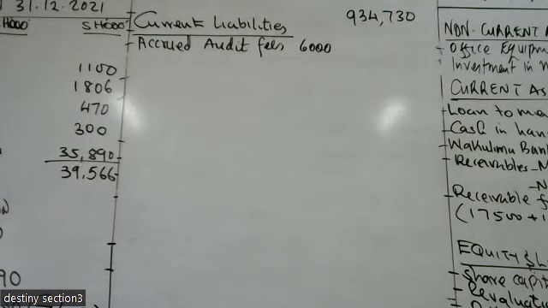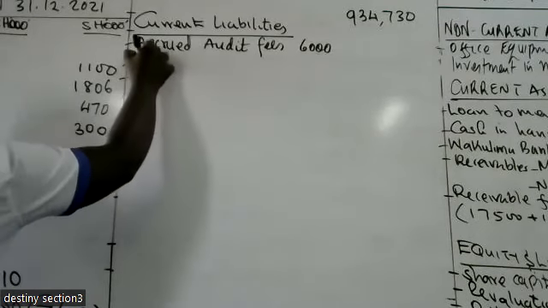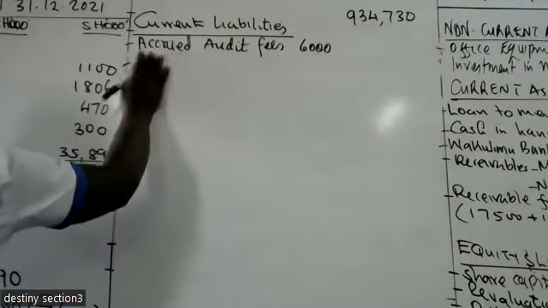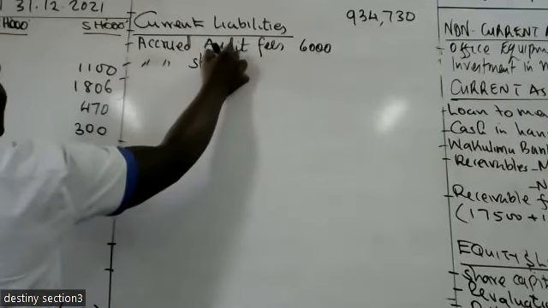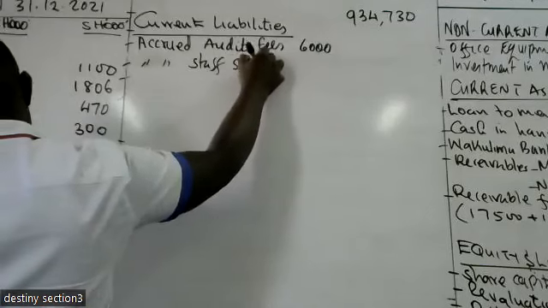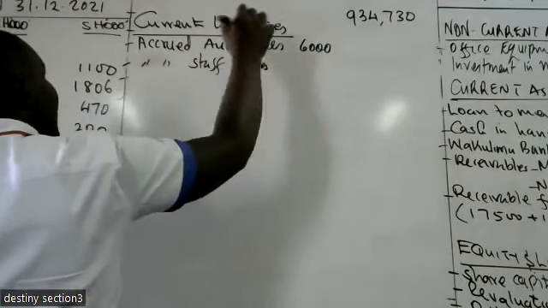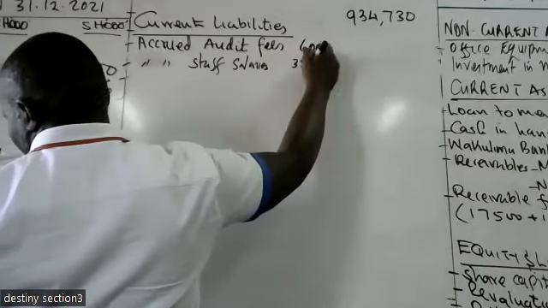Then staff salaries. Accrued staff salaries. These people have not paid 3,200. Just check note number 4.